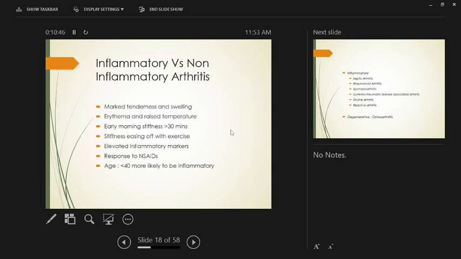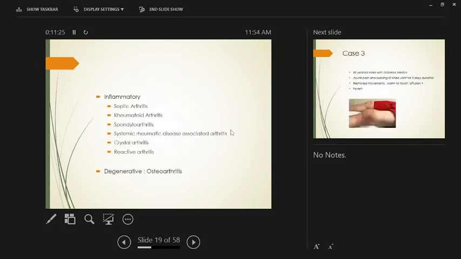What are the features that we should look for to determine whether it's predominantly inflammatory? In inflammatory arthritis, there will be marked tenderness and swelling. There may be erythema and raised temperature on the joint. There will be early morning stiffness, which is significant if it lasts more than 30 minutes, and the patient will complain of stiffness that eases off with exercise. The inflammatory markers will be elevated, and the patient will show good response to NSAIDs. If a patient comes at an age below 40 years, then we have to think of predominantly inflammatory arthritis.